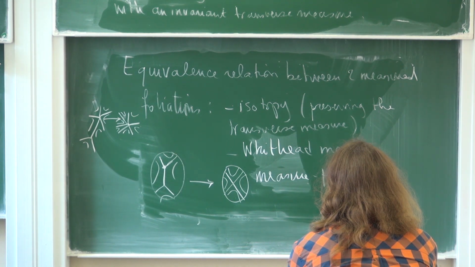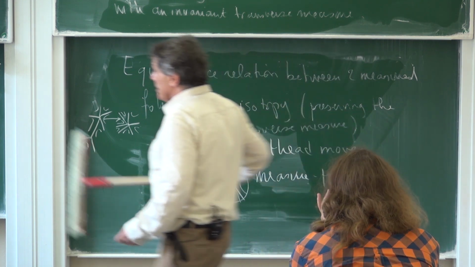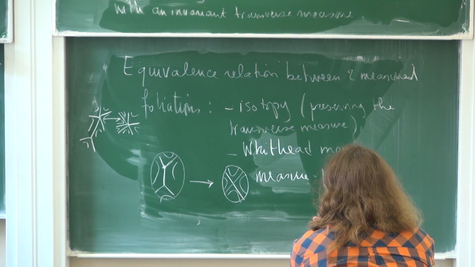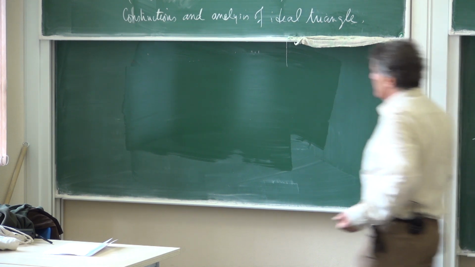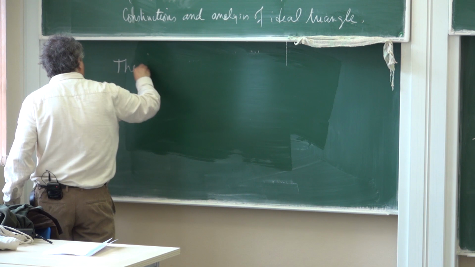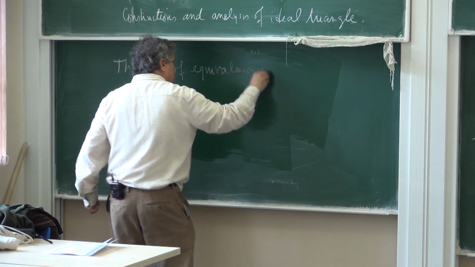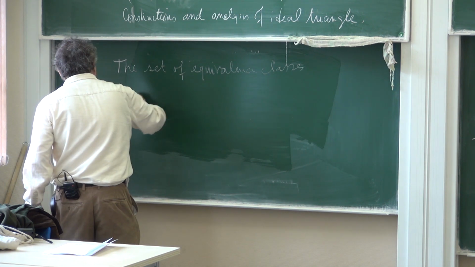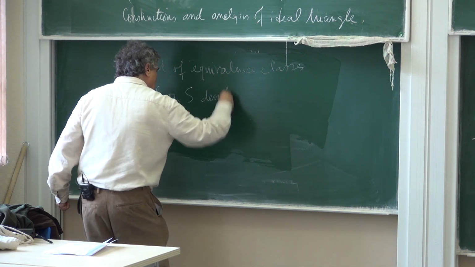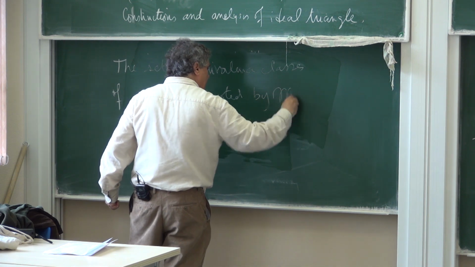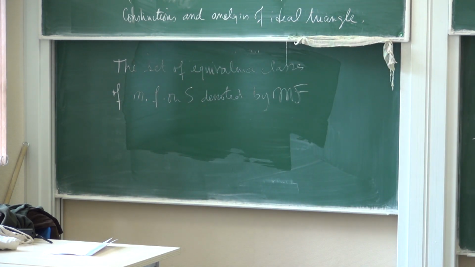Okay, so let's write here. While the set of equivalence classes of measured foliations on S is denoted by MF, this is the usual terminology with script M and script F. This is the set of these equivalence classes.